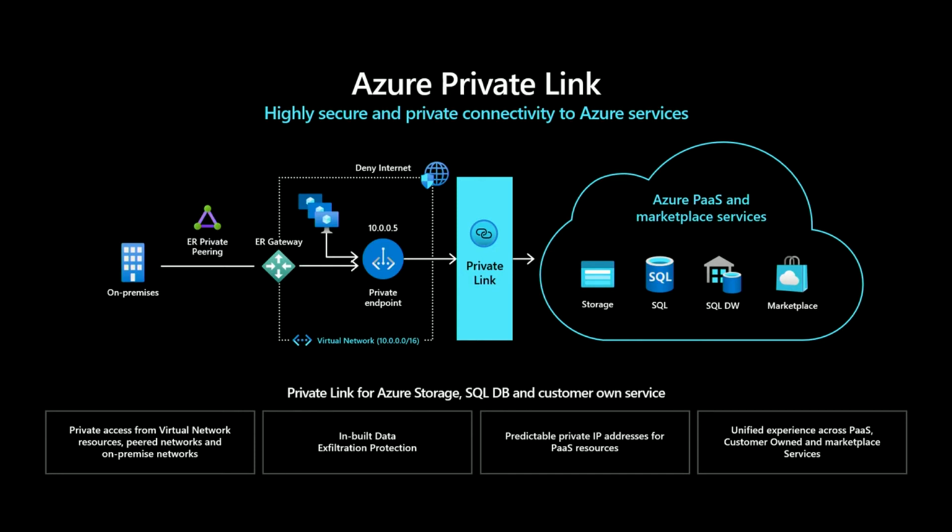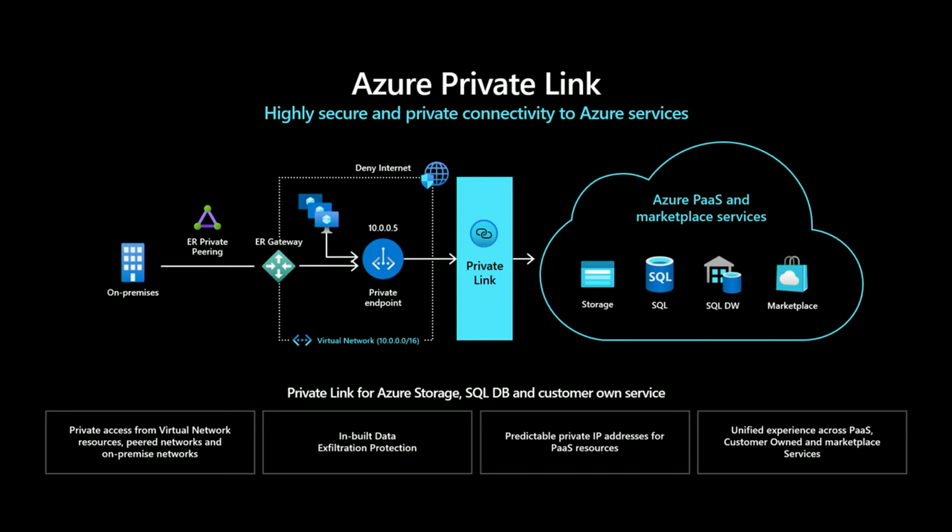So I'll clarify a few things for you because you're hearing a lot of words. Private link, private endpoint, private link service, what is this? So let me just clarify. So private link is the name of the ability. That's how you connect to Azure services, or rather, services running in Azure privately. That's private link, that's the ability, that's the product.